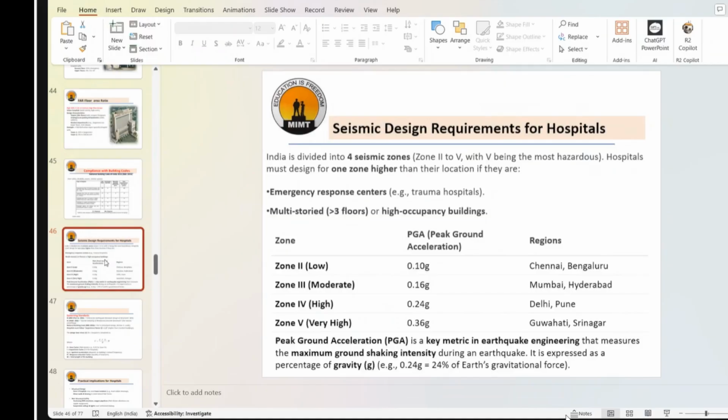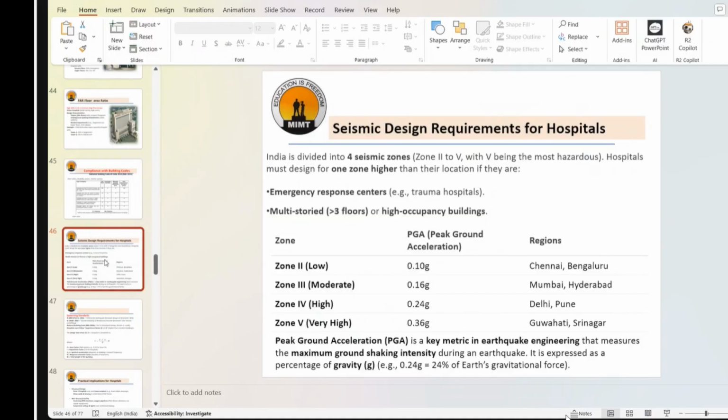So if we plan or start to construct a hospital, we have to take care of all the necessary instructions given in the National Building Code, which specify, for a particular zone, which kind of building, which kind of beam, which kind of support system is supposed to be installed in these areas. So that is the importance of this. You must understand what PGA is, the peak ground acceleration.